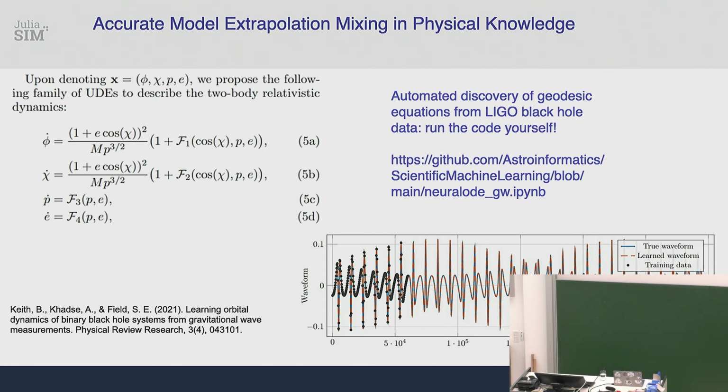The relativistic corrections need to be there. They cause fundamentally different dynamics, but they're not a very large correction to the equations, and so they're not difficult to learn from a small amount of data.